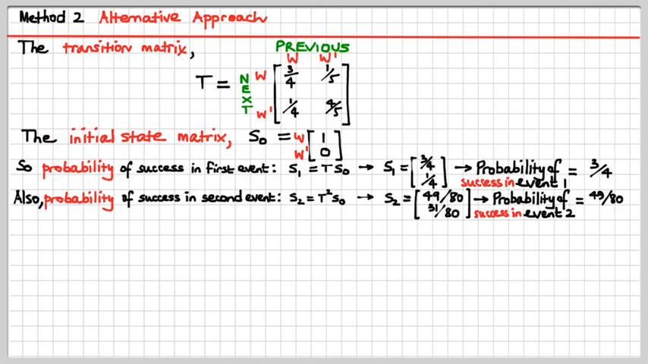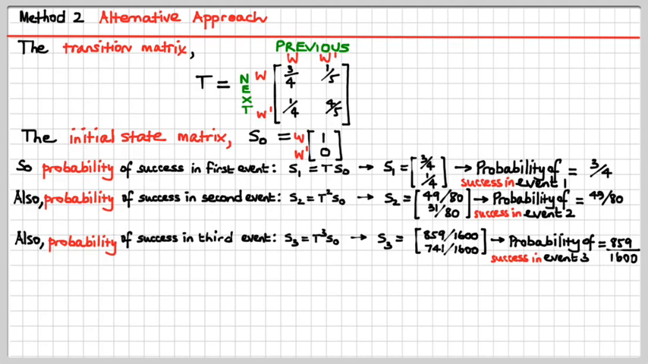So the probability of success in the second event, we know that S2 is T squared S0, which means that S2 comes out to be 49/80ths and 31/80ths. So we can say the probability of success in event 2 would be 49/80ths, right? Just hang on. I'll get to the end in a minute.